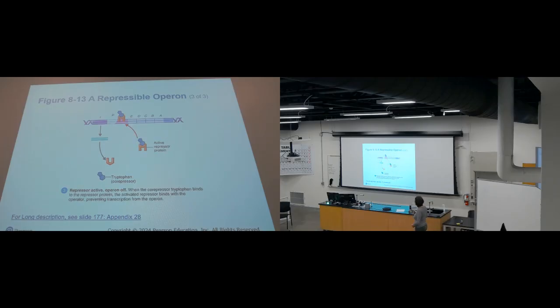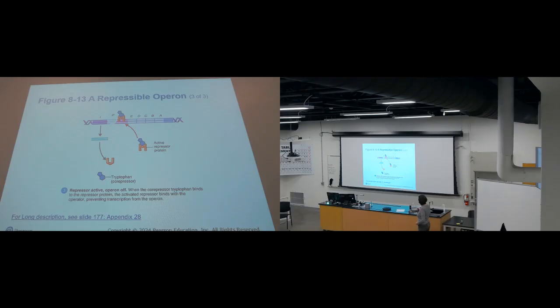So then, how do you turn it off? Well, if you put your bacteria in a media that is rich in tryptophan, or if this bacteria finds an environment that is rich in tryptophan, there is no more need to transcribe these structural genes because tryptophan is already available. So in this case, yes, you will still activate the translation of this I or repressor protein, but this will be active once you bind the co-repressor, which is tryptophan.